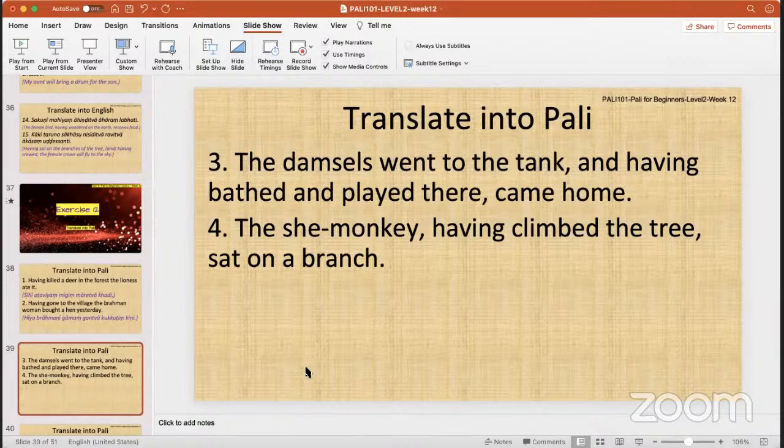So there's another one. Having bathed and played there. So having bathed and played there also means having bathed and having played there, right? Having bathed and having played there.